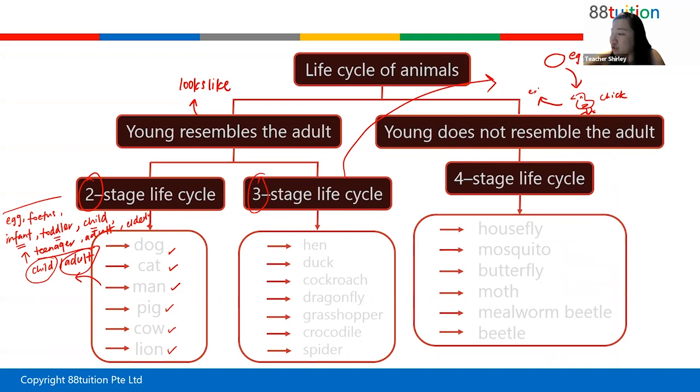A chicken is when it's used for cooking. Then we call it a chicken. If not, we call it a hen. A hen is for the female, a rooster is for the male. Okay? So this is a 3-stage life cycle whereby the young actually looks a little bit like the adult, right? The hen and the chick, at least there is some resemblance. Not exactly the same, but they do have that shape, generally, right? Okay, same thing for the duck and the duckling.